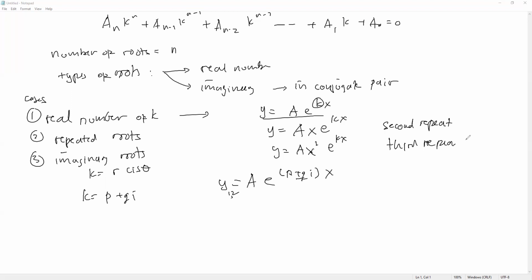Now, in this case, e to the power of p plus qi, we can write this in the equivalent form of polar. It's easier. Rather than write them as e to the power of p plus qi, we can write them as e to the power of px, okay, times e to the power of qi x.